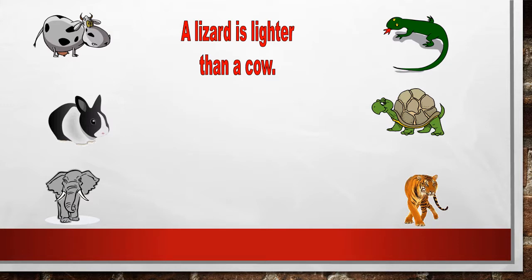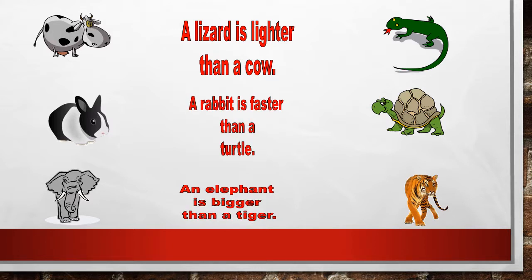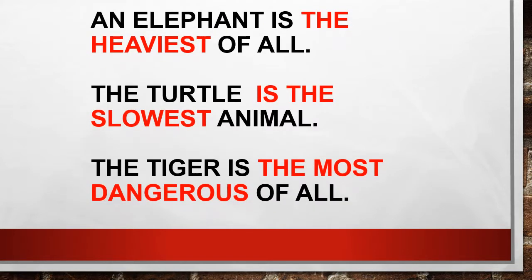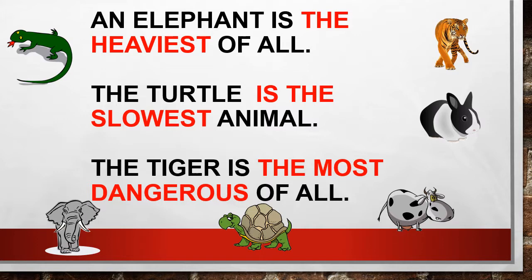We have 6 animals here, and now let's compare them. Let's compare the cow with a lizard. A lizard is lighter than a cow. We have a rabbit and a turtle. A rabbit is faster than a turtle, and elephant and tiger. An elephant is bigger than a tiger. Here we use comparatives. Here again we have the same 6 animals, but this time we use superlatives. An elephant is the heaviest of all. The turtle is the slowest animal, and the tiger is the most dangerous of all.